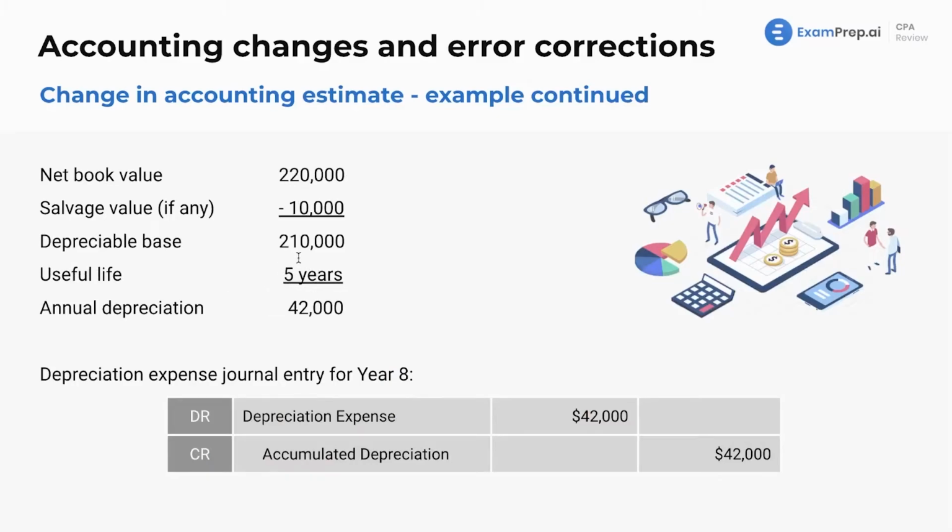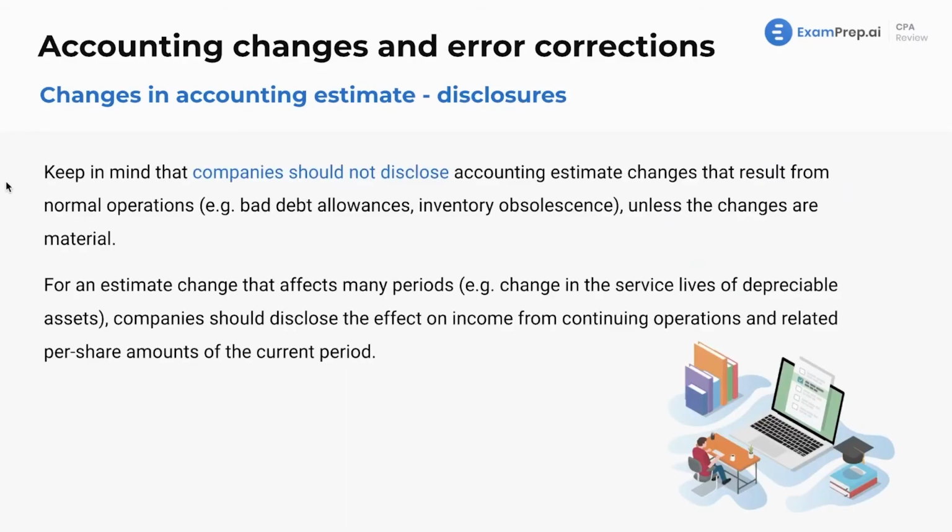So that means 210 is going to be depreciated over the remaining 5 years. Annual depreciation is 210 divided by 5, which is 42,000. This is now our depreciation expense journal entry for year 8. We're just plugging along, going forward with these new numbers. This is a great accounting estimate change question as well as a great depreciation question. You can see it in both of those sections.